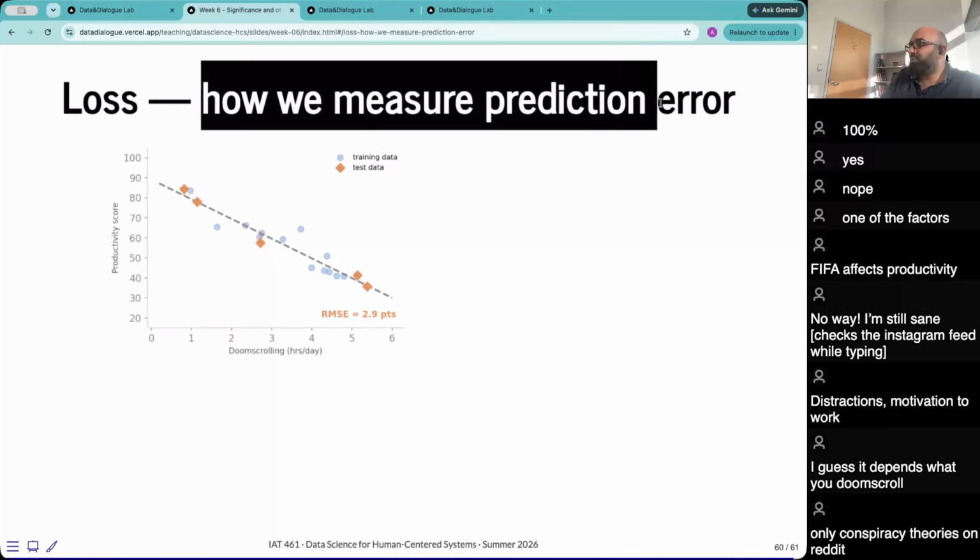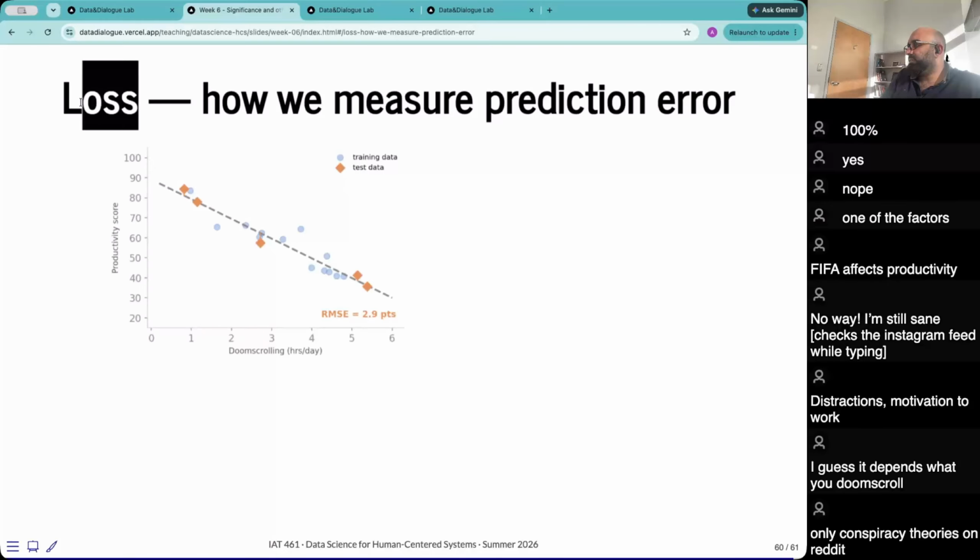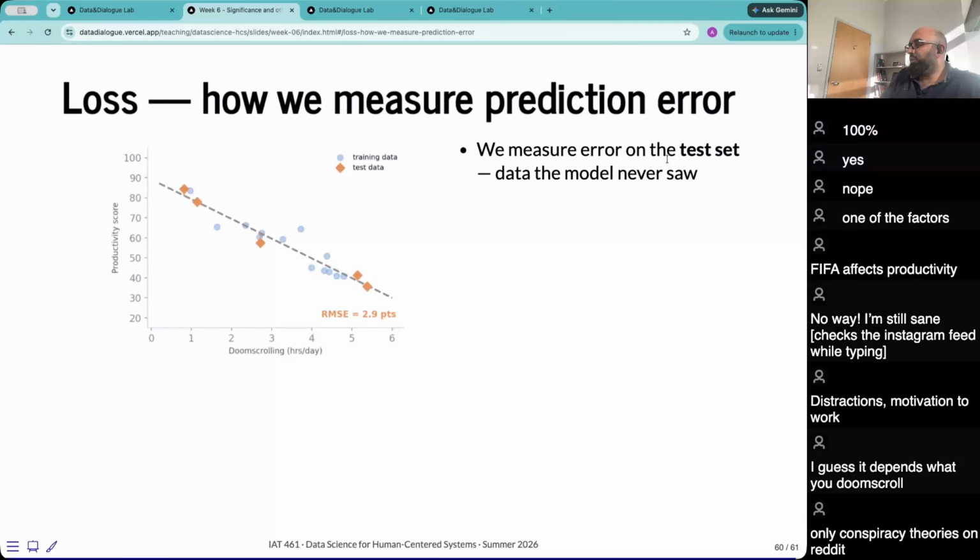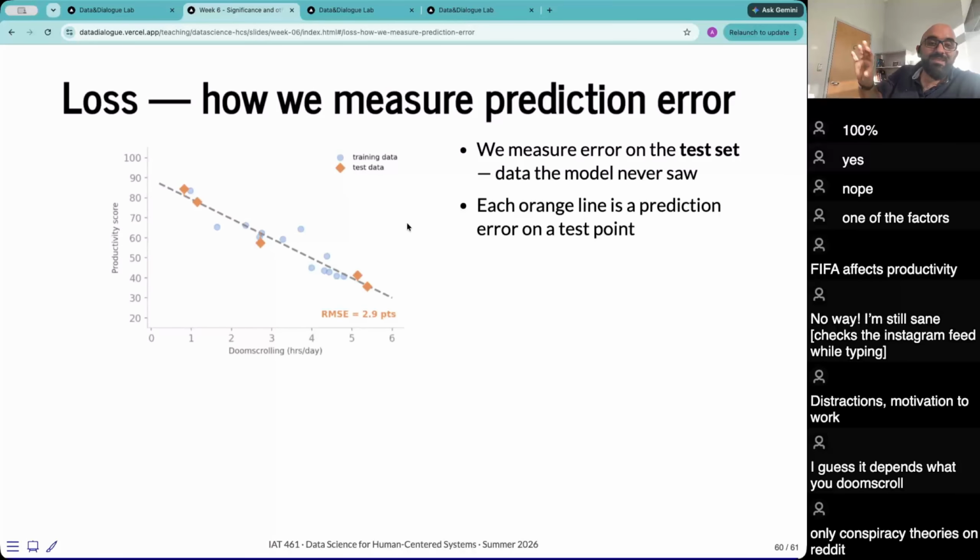So how we measure this prediction error is called loss. We measure error on the test set, which is the data the model never saw. Each orange line is a prediction error on a test point. Similar to residuals, but this is something the model is not fit on. You compare what the model predicted to the actual data.